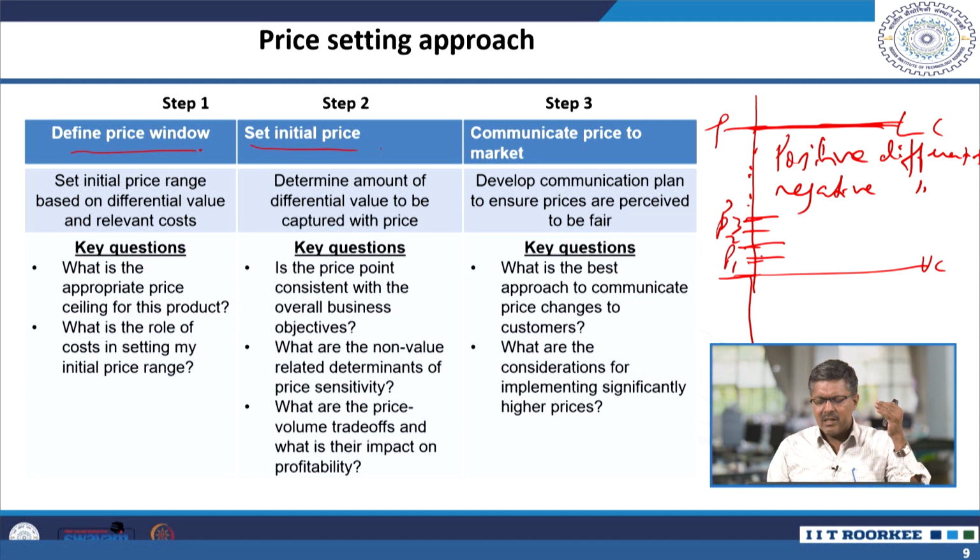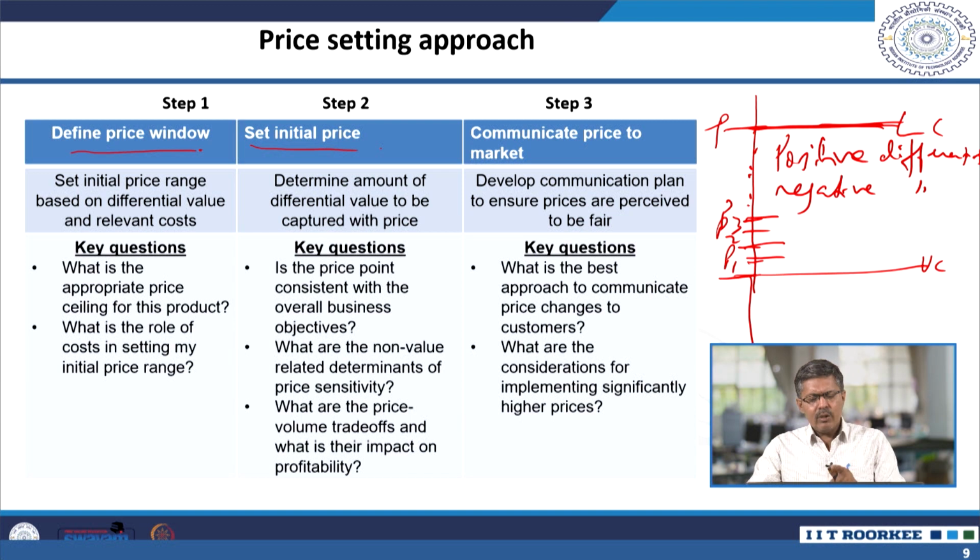So, marketers tend to lie somewhere in between in this price window. The third thing: the questions here are, for example, what is my business objective? My business objective is, for example, a long-term orientation, I want to stay in the market for a long time. Or, what are the non-value related determinants of price sensitivity? What factors are affecting the price sensitivity of this product, that also will be important. And what is the price volume trade-off? How much price volume trade-off is happening, which I explained to you, P1 V1, P2 V2.